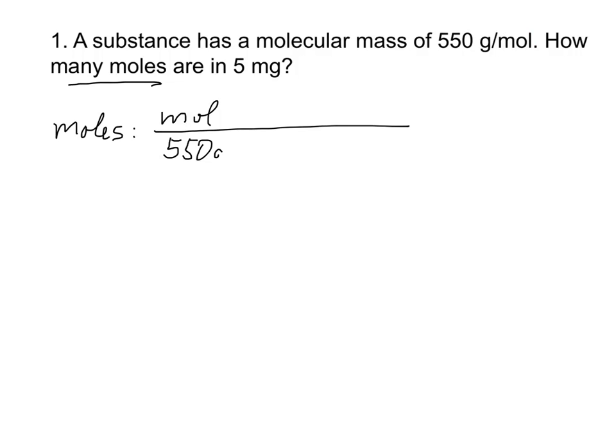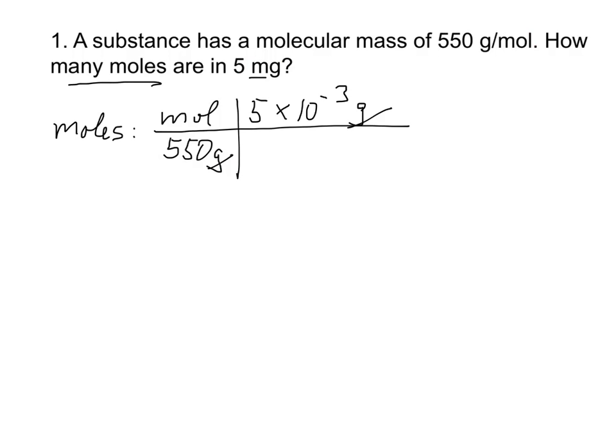550 grams. Now we've got the moles, but the grams we want to get rid of. So do we have another thing where there's grams in our givens? Yes, that's in the 5 milligrams. So we have 5 times 10 to the minus 3. That's the milli, that's the minus 3 grams. And we see that the grams cancel out.